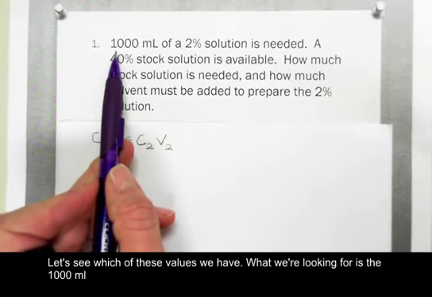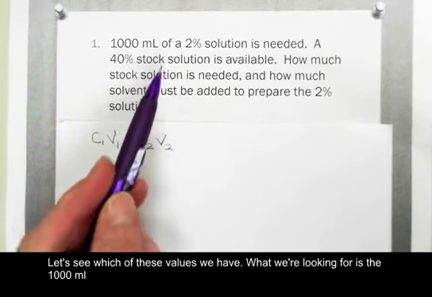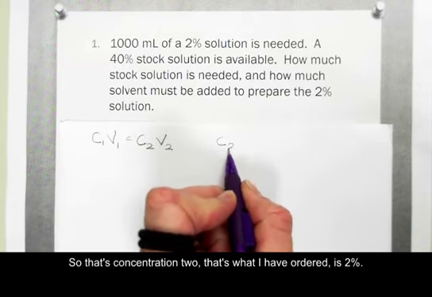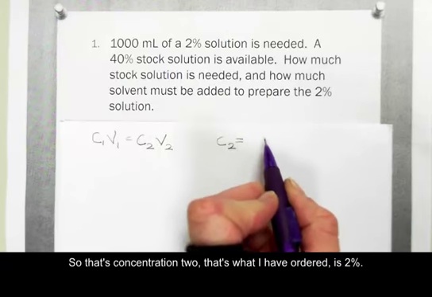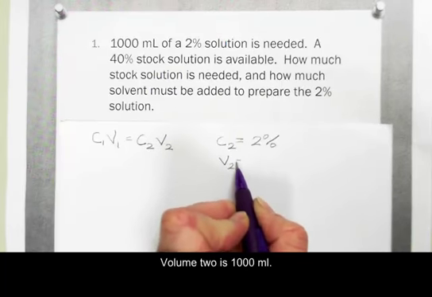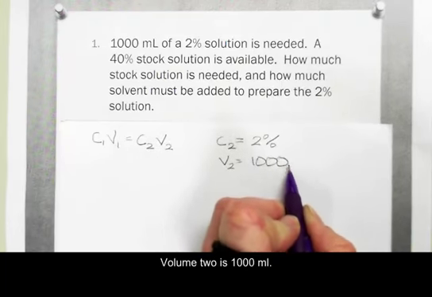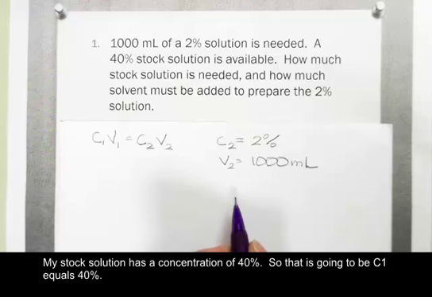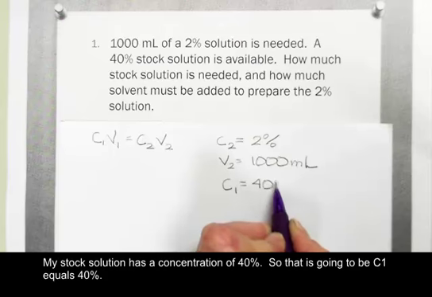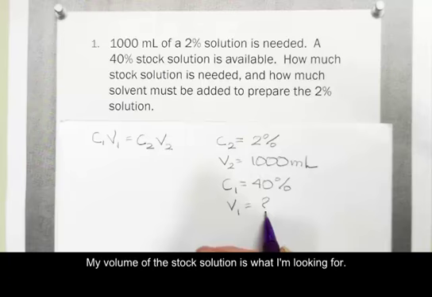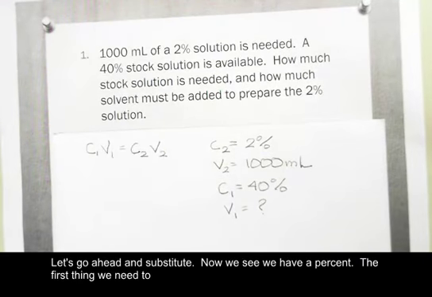What we are looking for is the 1,000 milliliters of 2% solution. So that's concentration 2, that's what I've ordered, is 2%. Volume 2 is 1,000 milliliters. My stock solution has a concentration of 40%, so that's going to be C1 equals 40%. My volume of that stock solution is what I'm looking for. Let's go ahead and substitute.